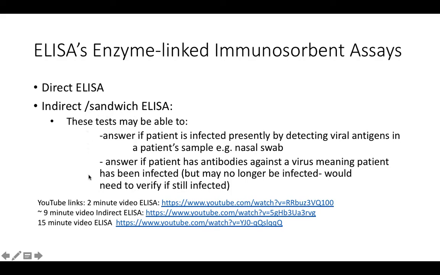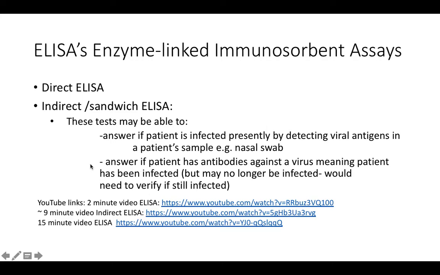What I'd like you to know is, what can these tests answer? What can they tell us? First of all, you guys, we could set up an ELISA in which we could answer the question, is a patient infected with coronavirus, right? So we'd set up an ELISA, we'd take the nasal swab from our patient, and then we'd use the material from the nasal swab in our ELISA to determine if viral proteins, or the coronavirus proteins, are present. And it would be hopefully very specific, right?